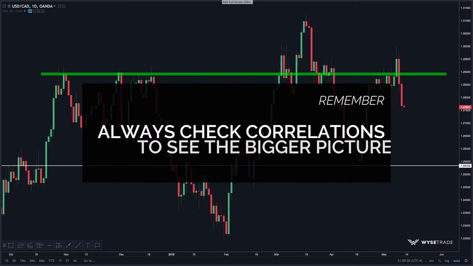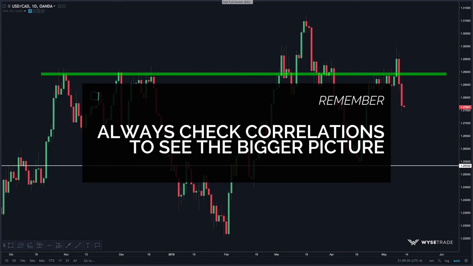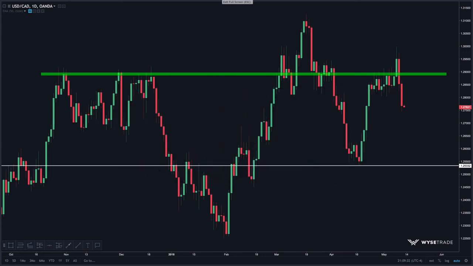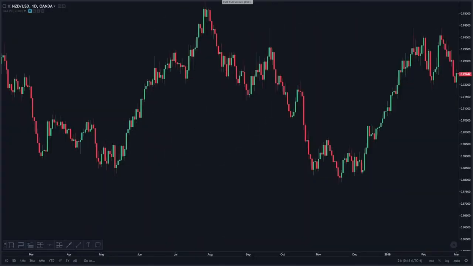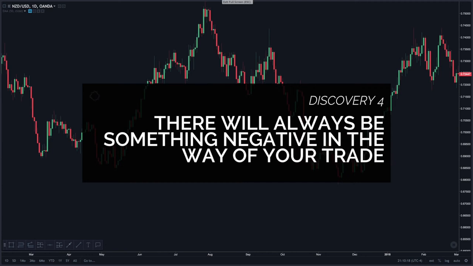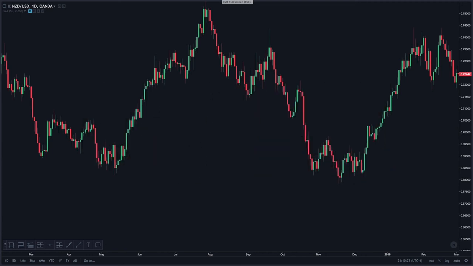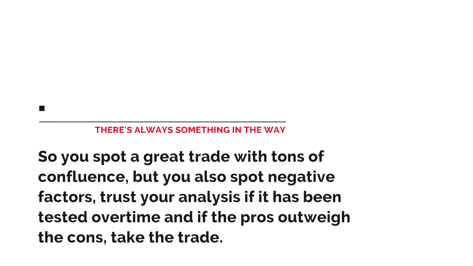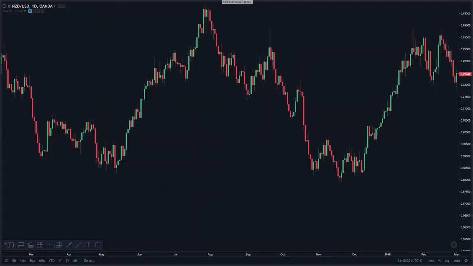So again, always check correlations to understand the bigger picture of the currency in question. Now, the fourth and final discovery is that there will always be something negative in the way of your trade. What this means is you spot a great trade with tons of confluence, but you also spot negative factors in the way. Trust your analysis if it has been tested over time, and if the pros outweigh the cons, take it. So here's an example.